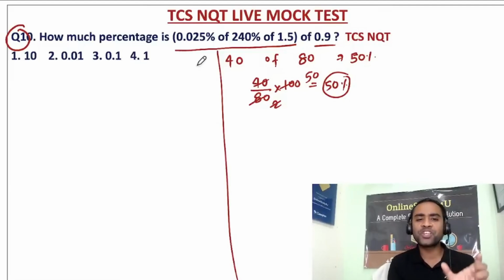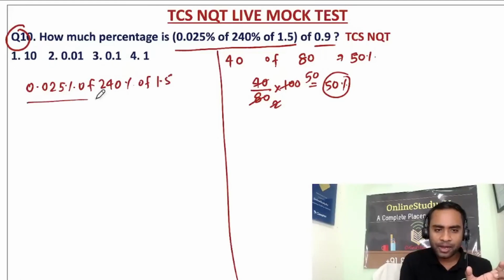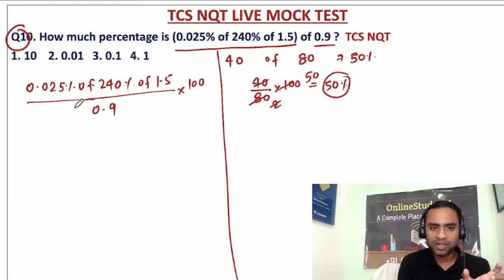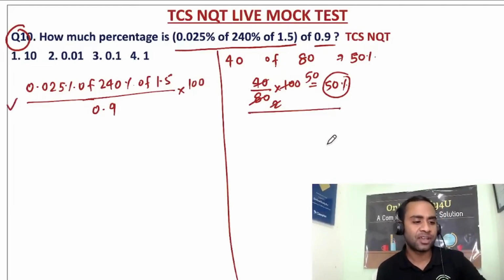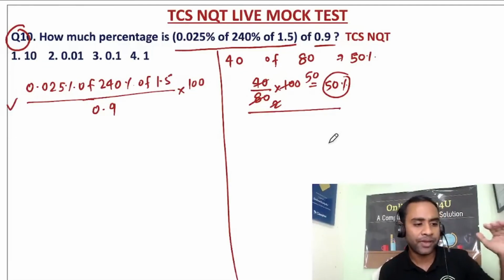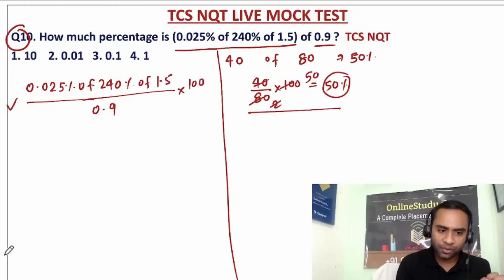Now, how much percentage is this? So how will I write it? I will write like this: 0.25 percent of 240 percent of 1.5, divided by 0.9. You have to calculate percentage, so multiply by 100. In a similar way, exactly similar way, go back to your basics. Very good Akash, very good Rahul, and very good Dhanush, all are giving the correct answer. Now you see the calculation: one decimal and one decimal will get cancelled.